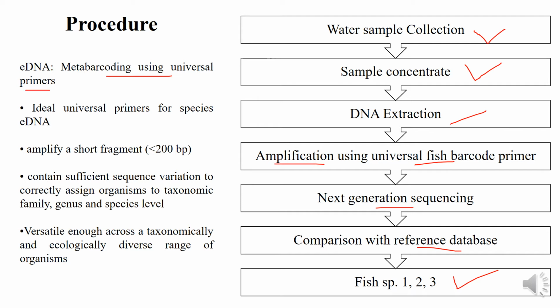So an ideal universal primer for species DNA basically amplifies a very short fragment, less than 200 base pairs, so ATGC, 200 base pairs, and it contains sufficient sequence variation to correctly assign an organism to the taxonomic family, genus and species level.